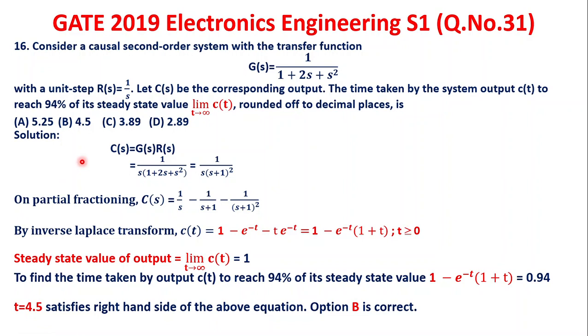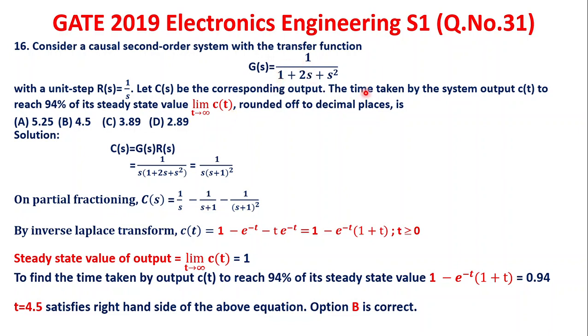So here the problem is, they have given G(s), R(s) is the unit step input, C(s) is the corresponding output, and we want the time taken by the system output to reach 94% of the steady state value. So it is again very simple. We have to find out C(t) first of all. They have given 94% of steady state value, therefore we cannot simply do it using the final value theorem. We have to solve for C(t).